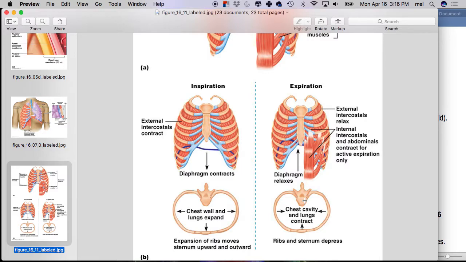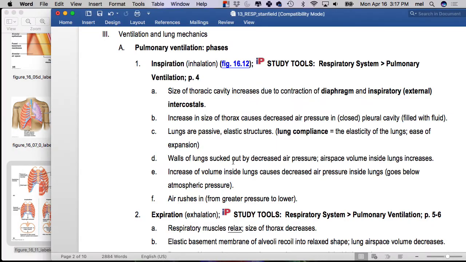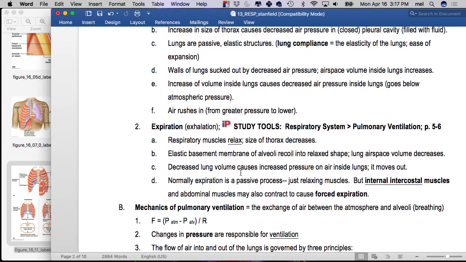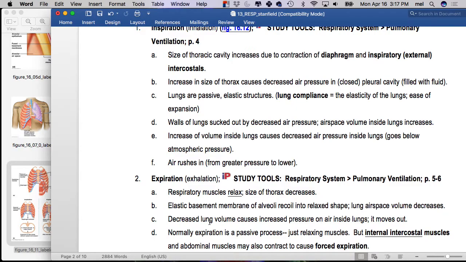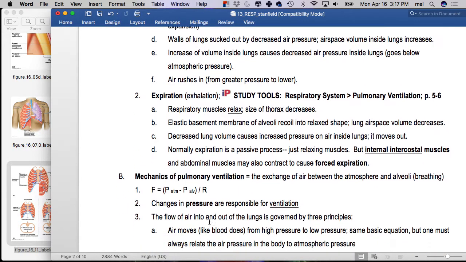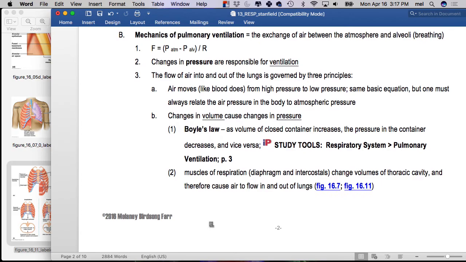Now, you don't use contraction of any muscles during normal, what we call tidal expiration. So if you're just sitting there breathing and not talking, you're not using your internal intercostal muscles, right? Tidal expiration is primarily just a relaxation process. Okay, so ventilation is composed of inspiration and expiration. Everybody good? Okay, let's look at the mechanics of it.